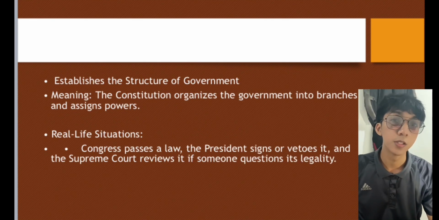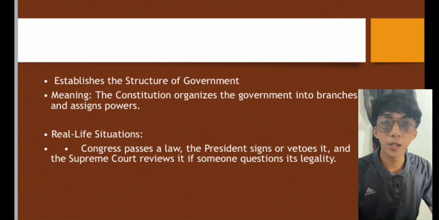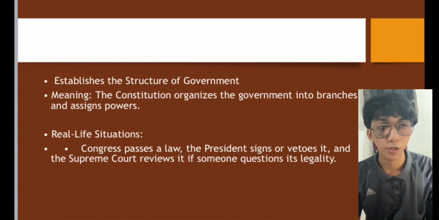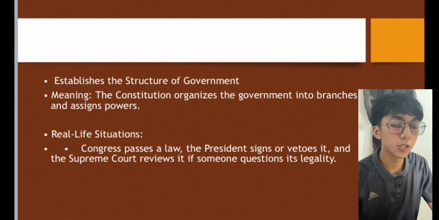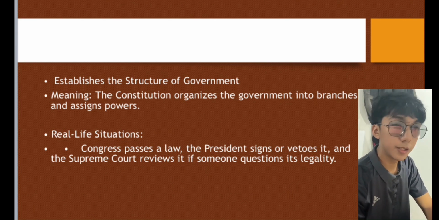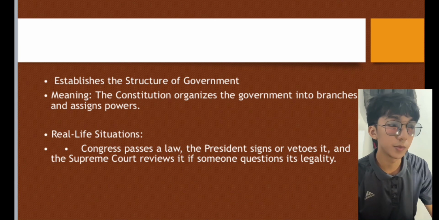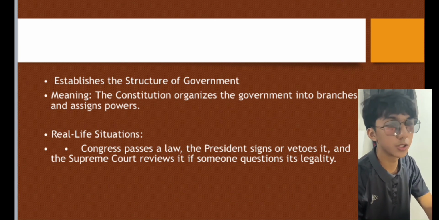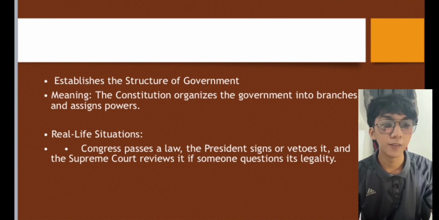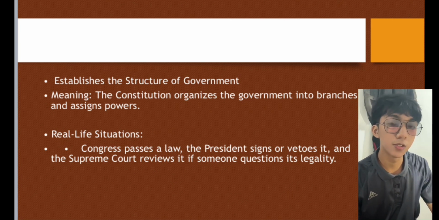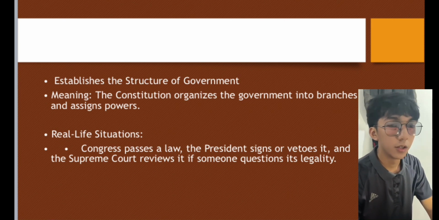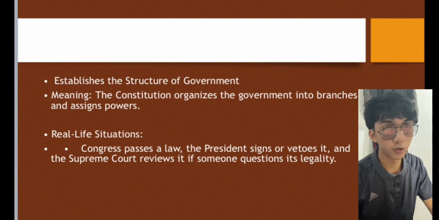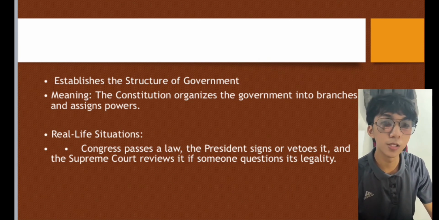Here are some examples of real-life applications or situations of the importance of the Constitution. First, it establishes the structure of government, meaning the Constitution organizes the government into branches. It assigns powers like legislators, judiciary, and etc. And real life situations are like Congress. Congress passes a law, the president signs or vetoes it, and the Supreme Court revises it.